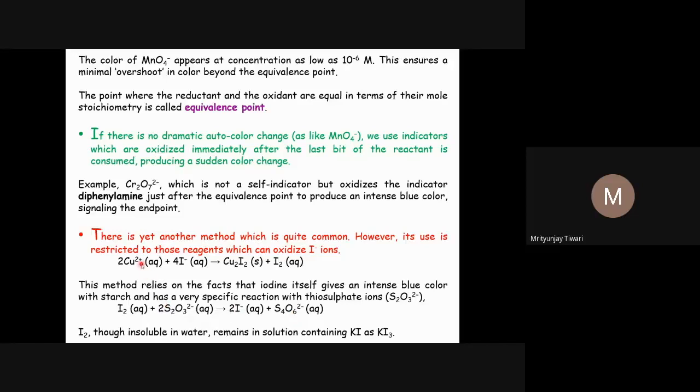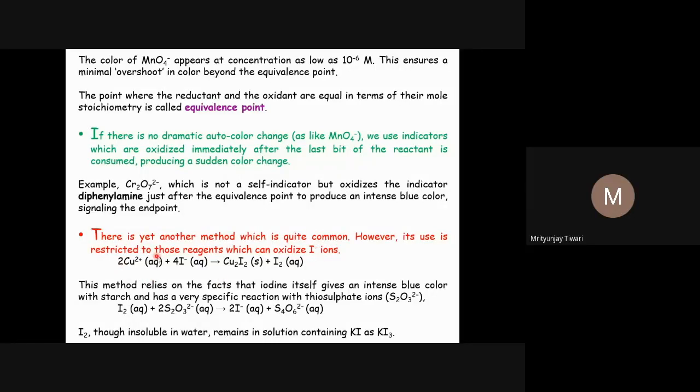So in this method, the iodine gives an intense color in the presence of starch. If in a reaction iodide is there, and iodide gets converted into iodine, and you have already added starch, then as soon as the iodine is formed the color of the solution becomes blue. It means that the reaction has happened and the iodide has been converted into iodine.